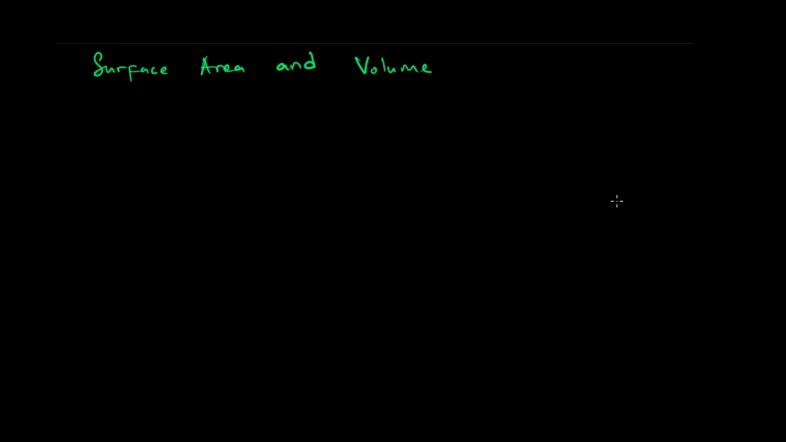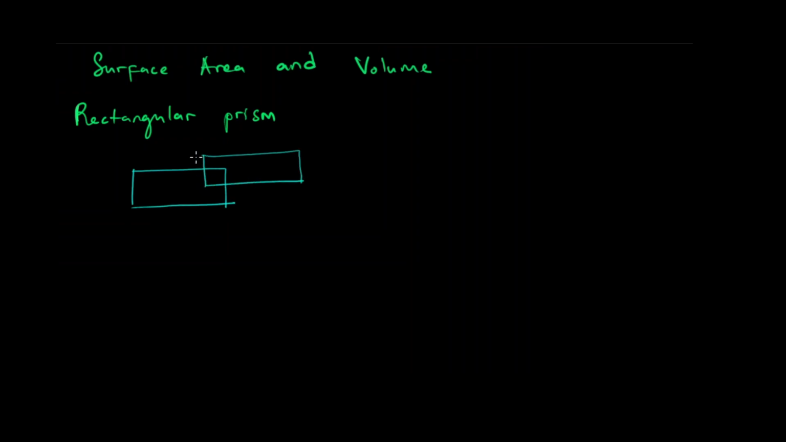So firstly, let us consider a rectangular prism. We want to see what the total surface area is going to be. So for total surface area, let us have a rough drawing of a rectangular prism, which is like this. My dimensions are length, width and height.